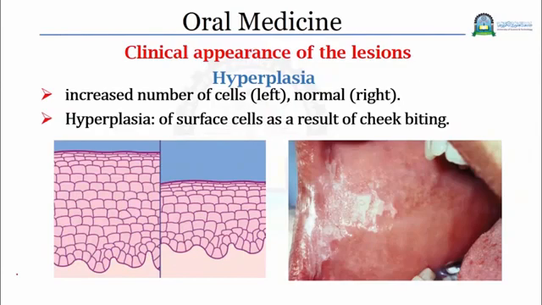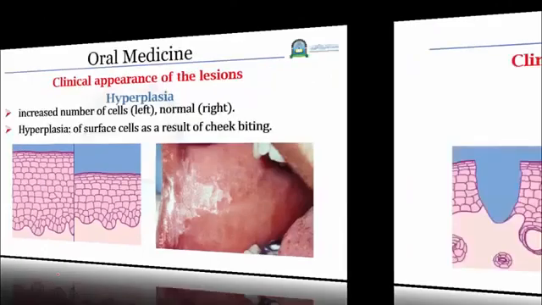Hyperplasia, on the other hand, is an increase in the number of the cells. There is hyperplasia of the surface, as we see in the pictures. Hyperplasia of the surface cells as a result of cheek biting. The patient bites on his cheek continuously. So as a defense mechanism, the cells increase their numbers to protect the buccal mucosa. So this is the normal number of the cells, and this is the hyperplastic tissue.